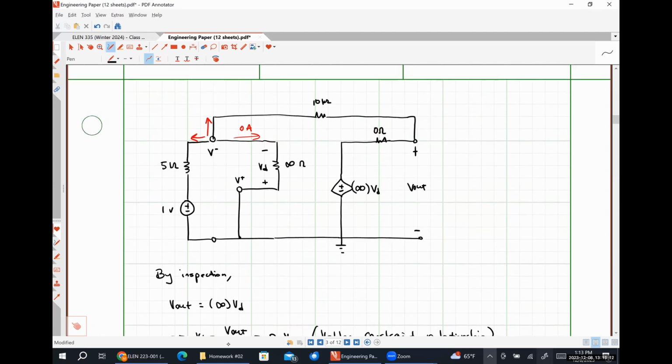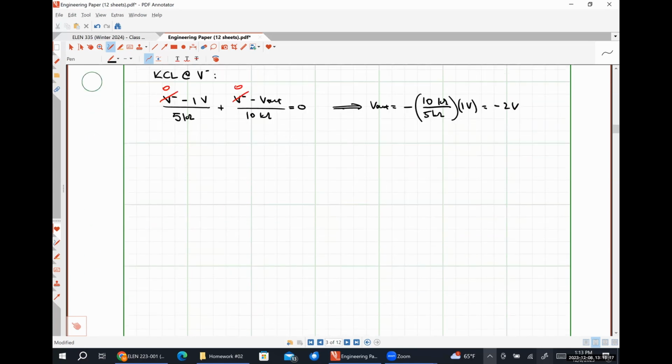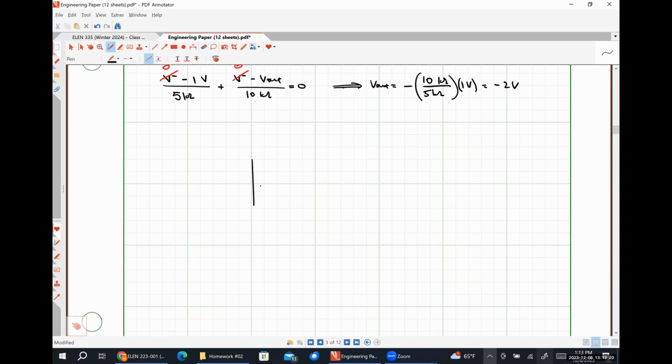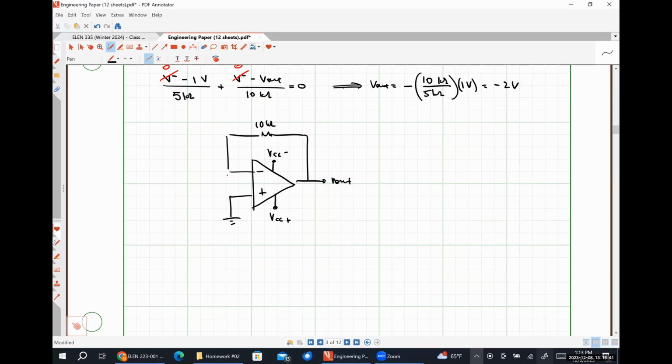Okay. And I just want to be really, really clear about this. We're never going to redraw this thing either, right? So we could go back to Circuits 1 and look at this circuit: minus, plus, here's VCC minus, VCC plus, 10 kiloohms, V out, ground, 5 kiloohms, 1 volt, and we can just analyze it using this, right?